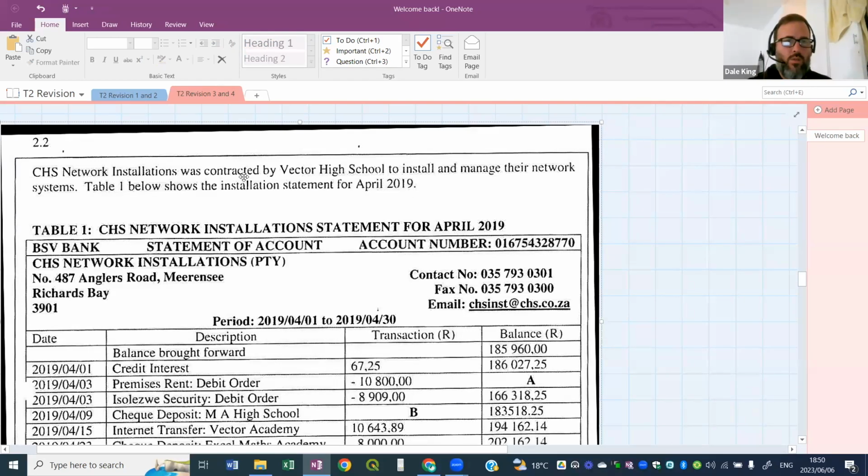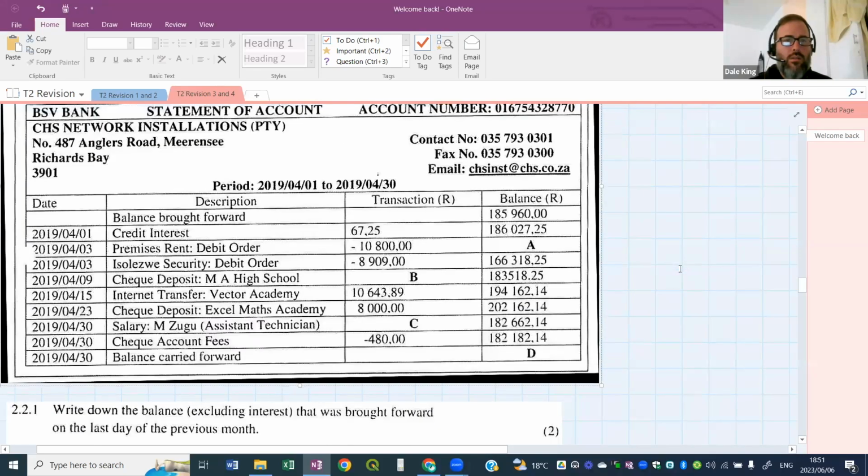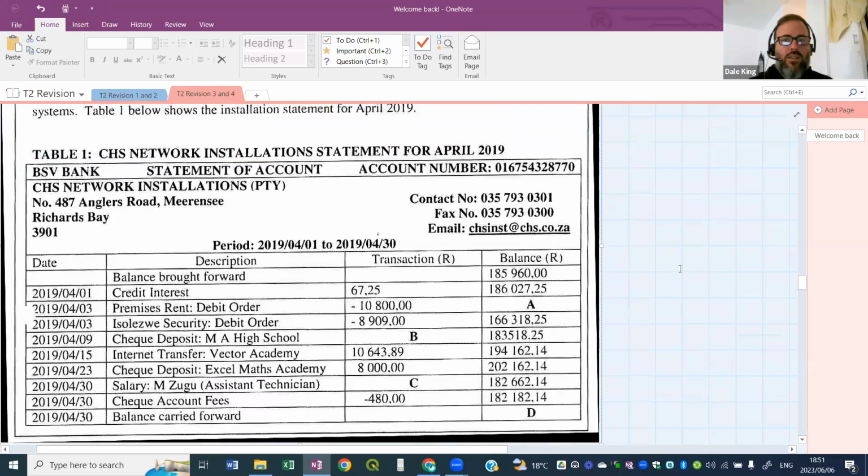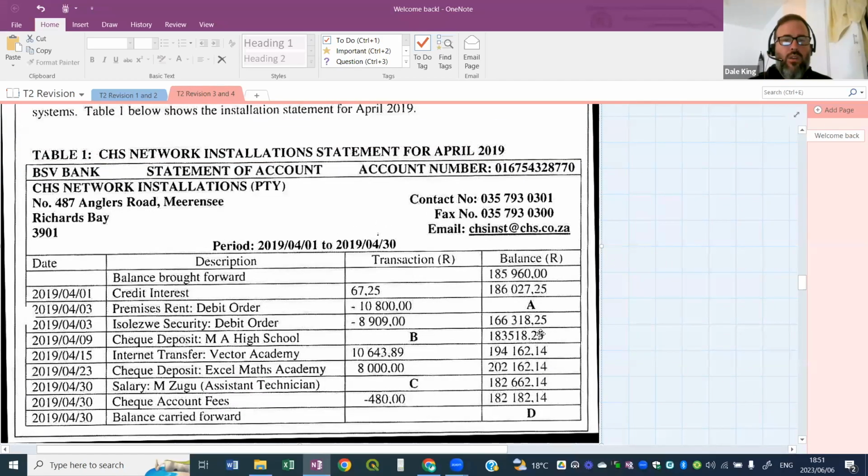But the text over here is quite confusing because it says install and manage their network, there was work done. And the table below is supposed to show the installation statement. All right, let's have a look. So this is what I was thinking. This is just a statement of work that's carried out. But this is obviously just the school's or the company's bank statement. That's what it is. So the text at the top is a little bit contradictory. But anyway, yeah, it is accounting. It looks like a bank statement.